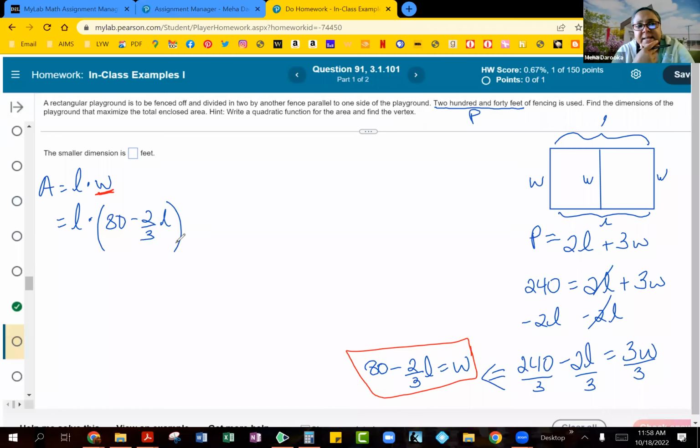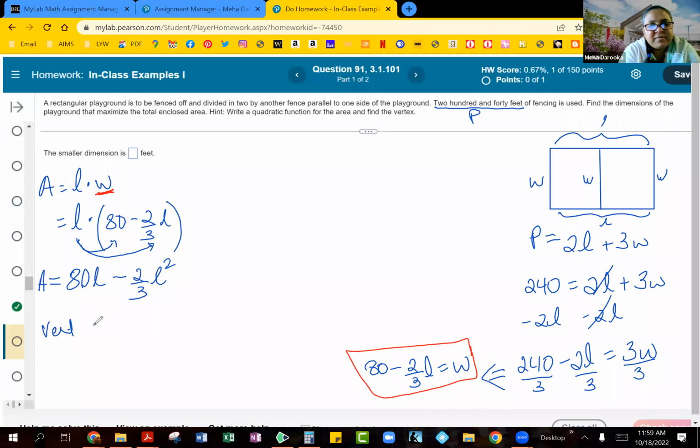So we've got length, which will stay as it is in this example, and then you'll substitute in for the W, which will now be the 80 minus 2/3 length, right? So bring that in, just like we did in the previous example. Go ahead and distribute this outside length inside the parentheses, and you will end up getting 80 times L minus 2/3, and then L times L will, of course, give us our L square. And as you can imagine, that's our quadratic equation now.